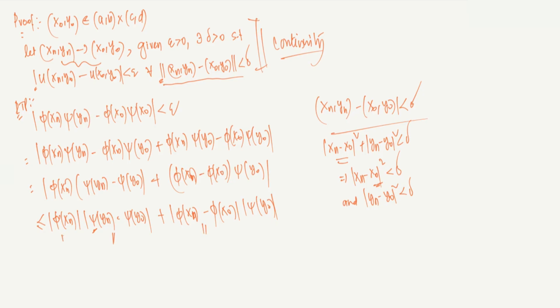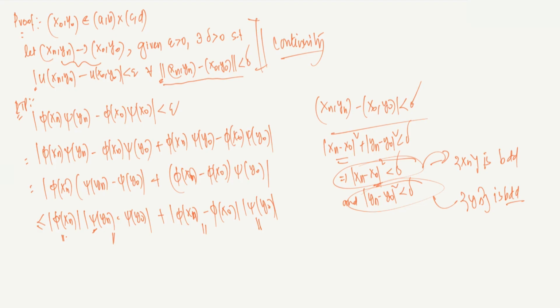And what about this? This is a bounded number, right? See, xn yn converges to x naught y naught means xn converges to x naught, and this gives you yn converges to y naught. If xn converges to x naught, it means that the xn sequence is bounded. Any convergent sequence is bounded, you already know. Again here, it means that yn is bounded. So phi of xn is a bounded term, and this is also a bounded term, psi of y naught. Okay, fine.